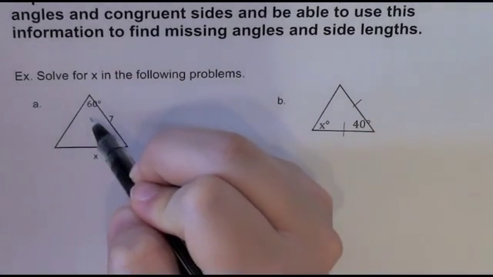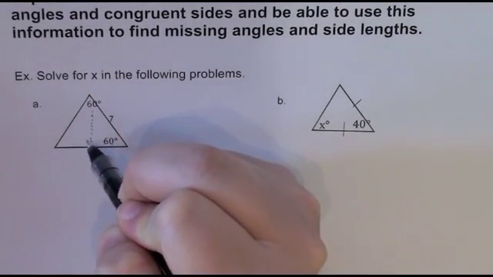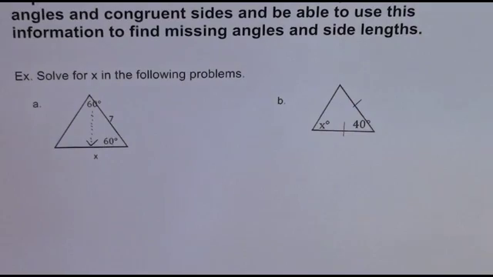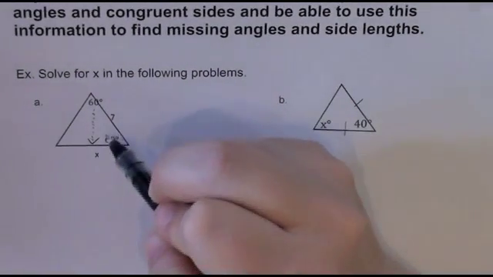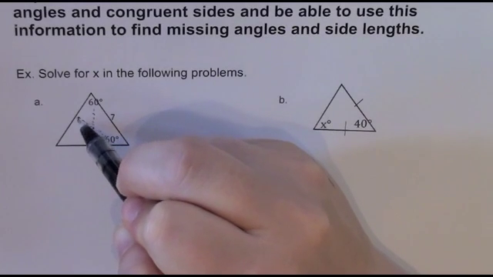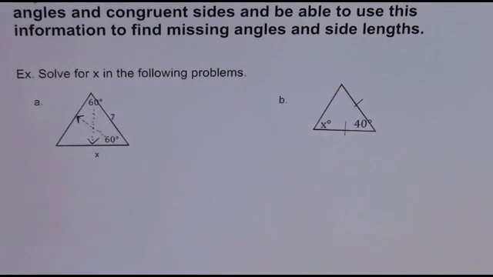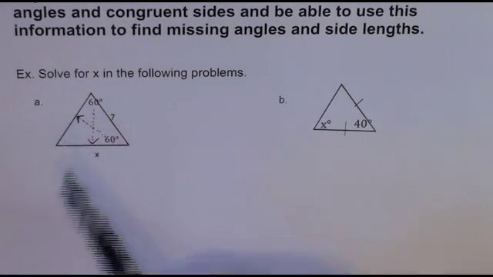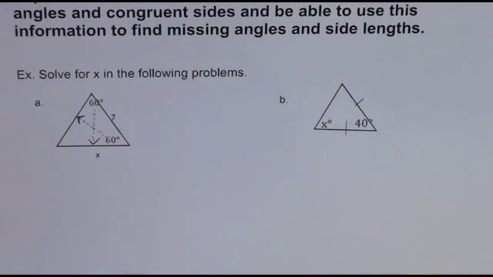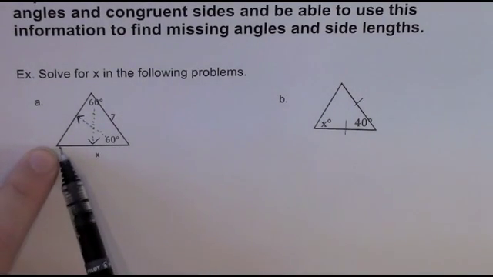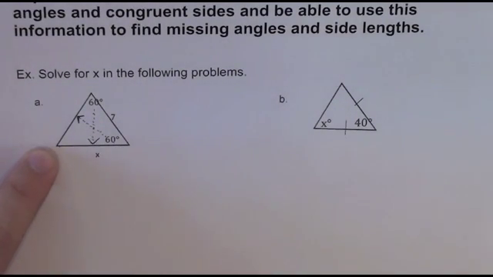What that means is that the side across from this 60-degree angle is going to be congruent to the side across from the other 60-degree angle. But that doesn't really help us because we don't know the side over here. So we need another approach, and the other approach is to find the third angle. Are all 3 of these angles equal, or are there only 2 that are equal?